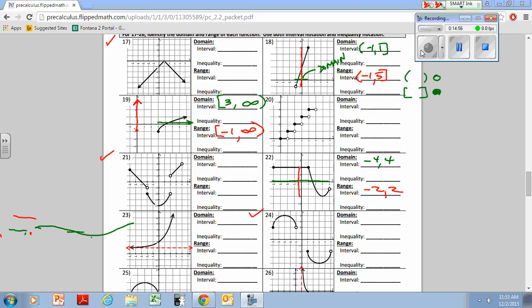Negative 2 and 2. It starts here at this 2, goes all the way up to that 2. All right, let's see what kind of brackets you're putting on this thing. The green starts square because it's colored in. Got that. Ends open, round.